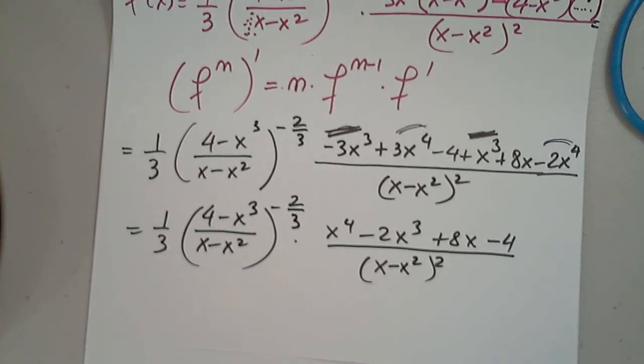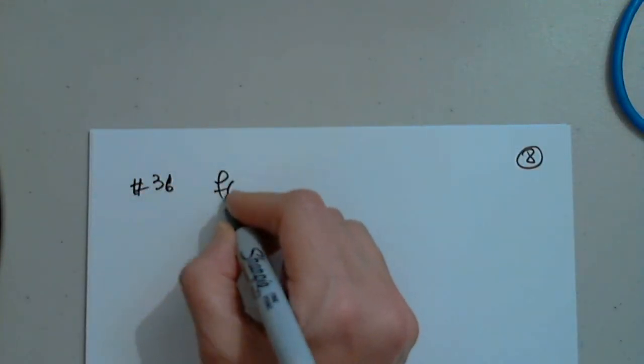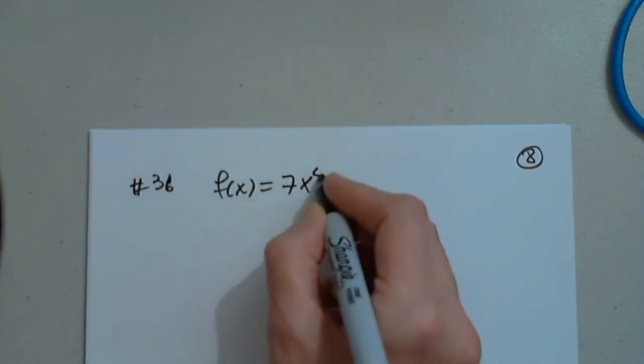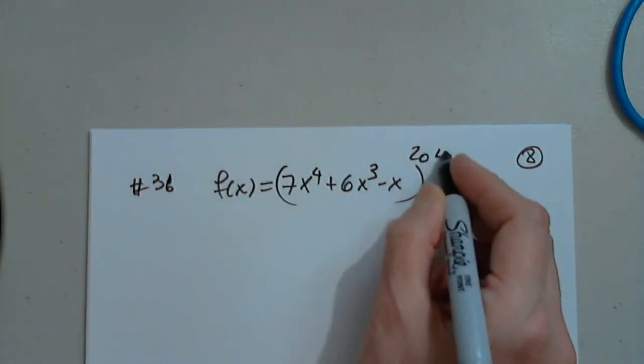Any question? Can we do number 36? Yes, let's take a look at 36. What does 36 say? Okay, that's it. Yes, that's a nice problem. Quite nice. So 36. f of x equals 7x to the fourth plus 6x cubed minus x to the power 204.